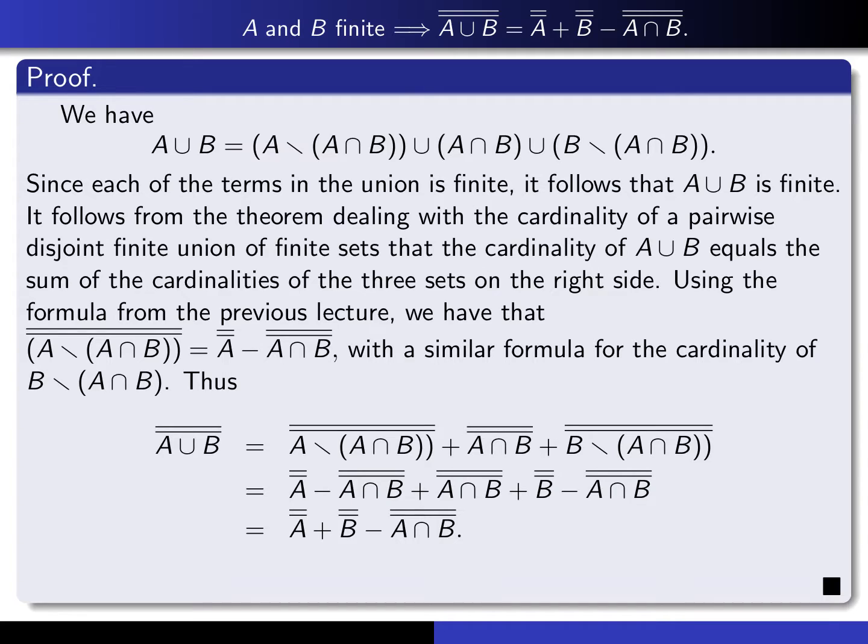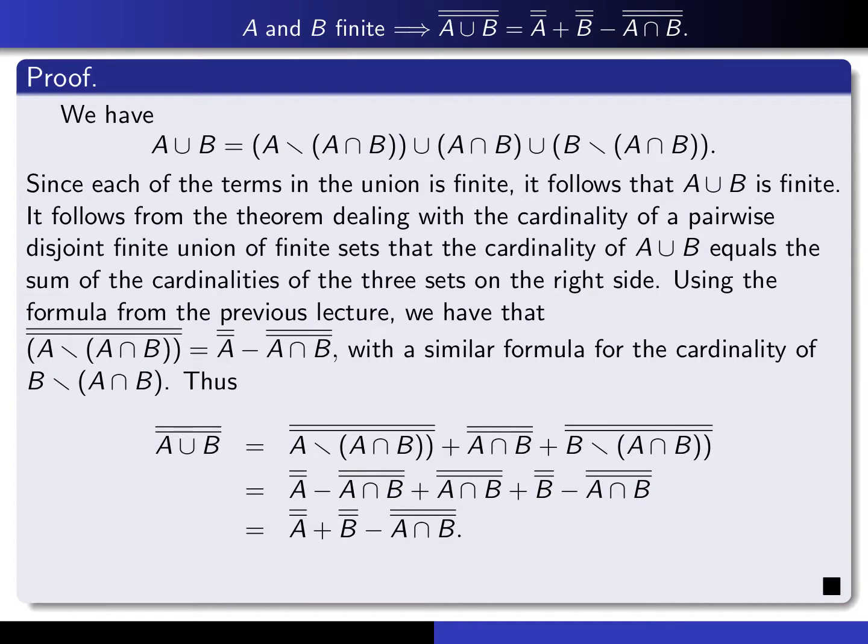Okay, here's my proof. We have that A union B can be written in this way. Since each of the terms in the union is finite, it follows that A union B is finite. So I'm leaving out a few details here. I've used the fact that a subset of a finite set is finite, so that makes this finite, and I've used the fact that the set theoretic difference of finite sets is also finite, provided that the one you're subtracting off is a subset of the other one.